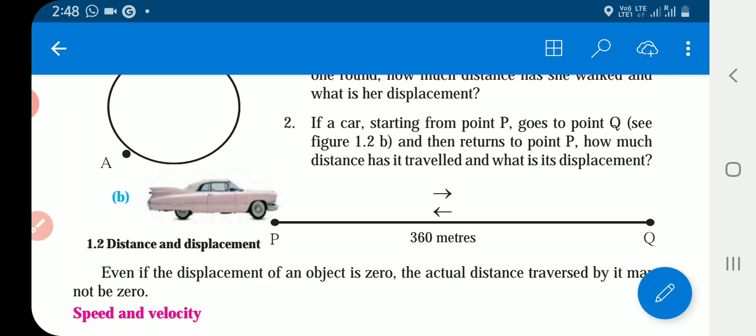Here a car starts at point P and goes to the point Q. If the distance from P to Q is 180 meter and from Q to P again 180, so the total distance calculation is here 360 meters, but the displacement is 0.